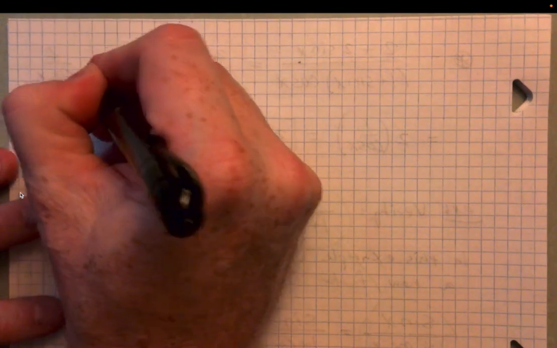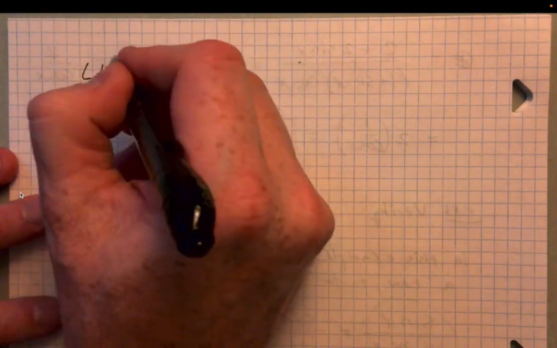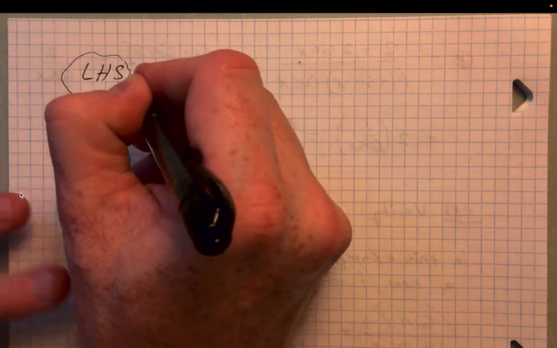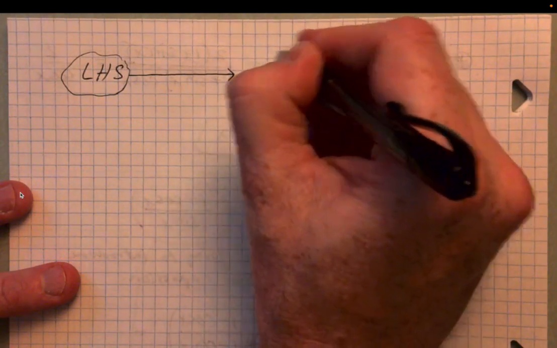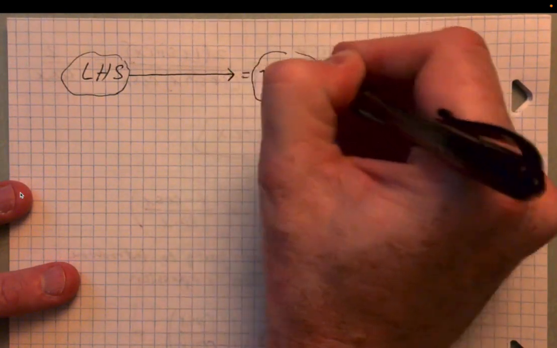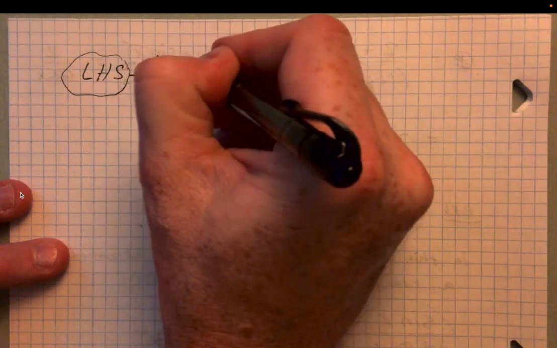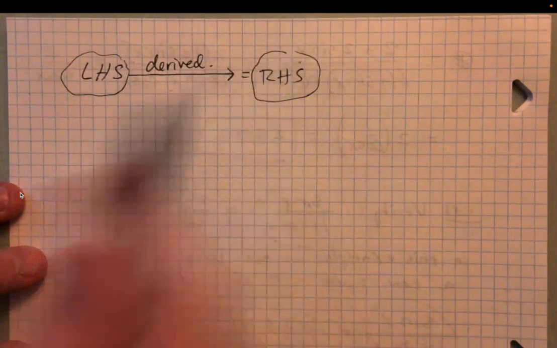And this example is going to use a very classic technique. Sometimes it can be advantageous to work from both sides of the identity and to meet in the middle. So what we've done so far is we've started usually with the left-hand side. I think in all the examples we have, we've started with the left-hand side and we've derived until it's equal to the right-hand side, right?